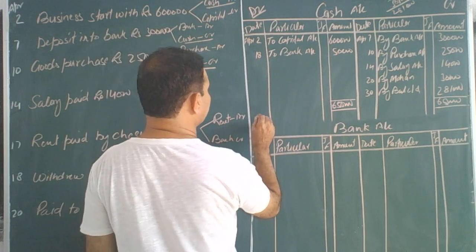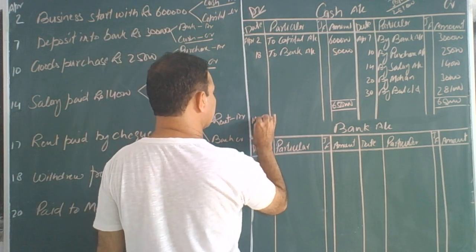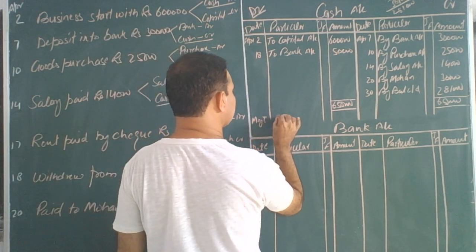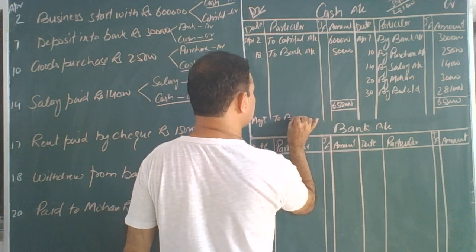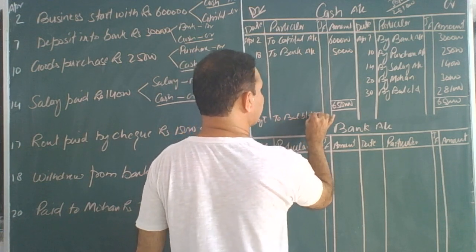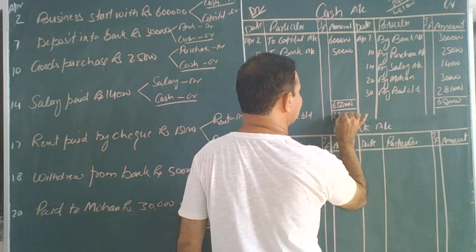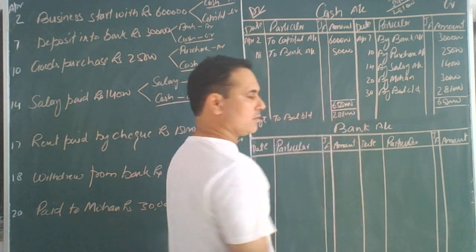So on May 1st we will write, to balance brought down, 2,81,000.